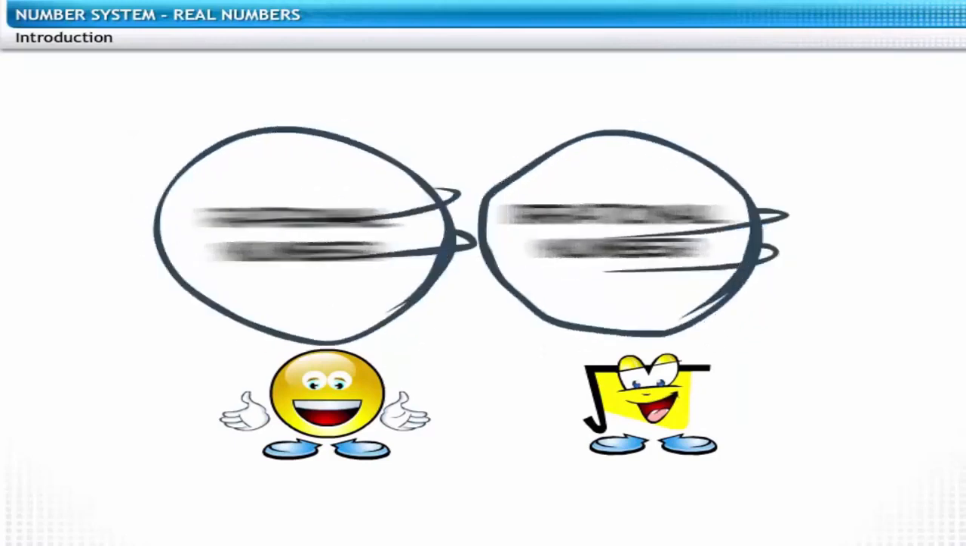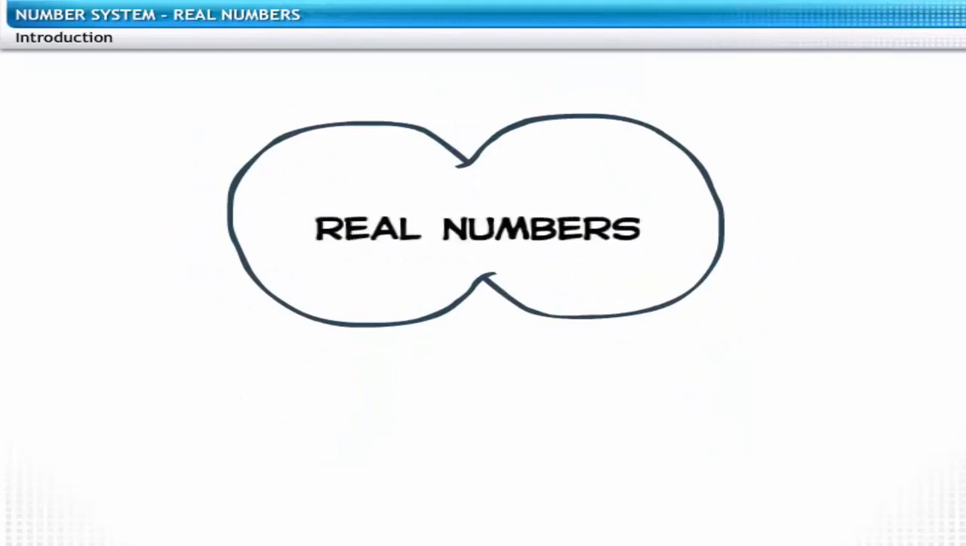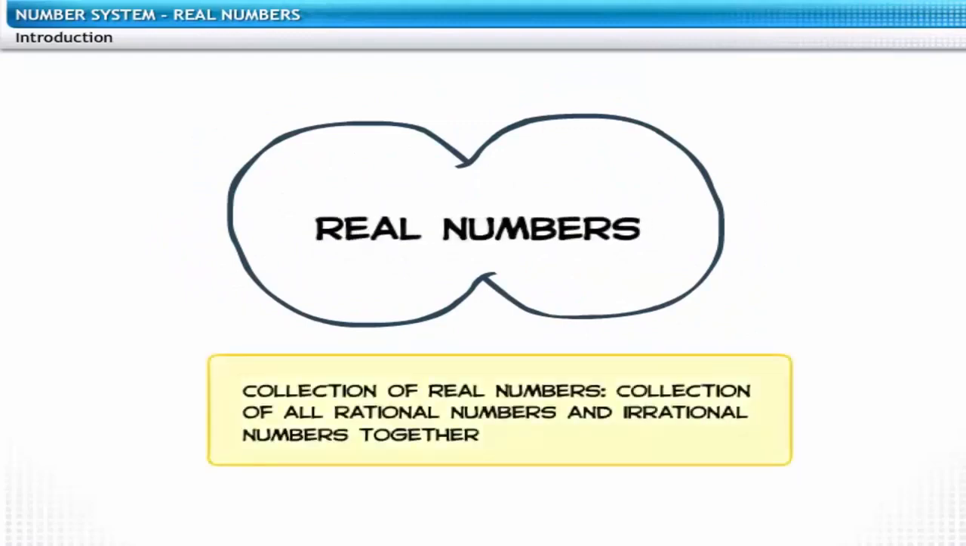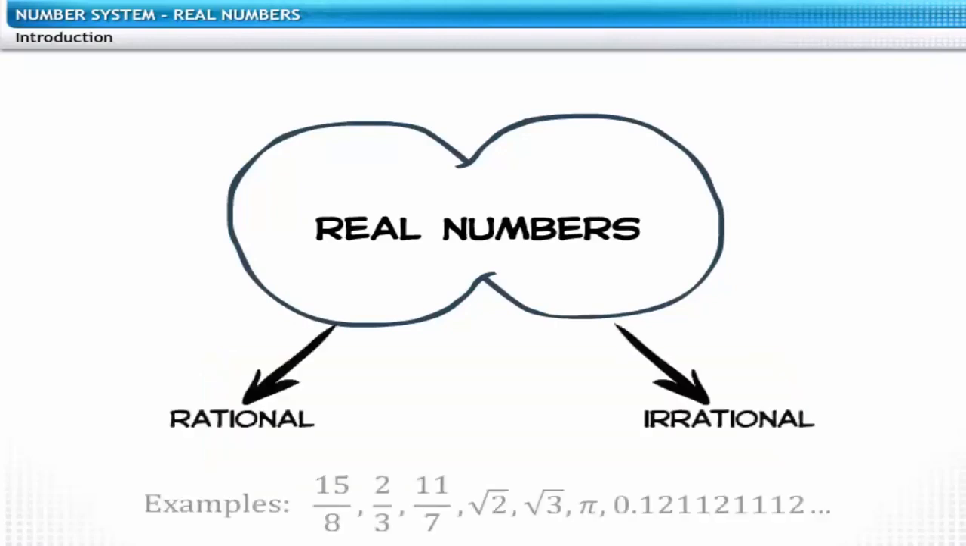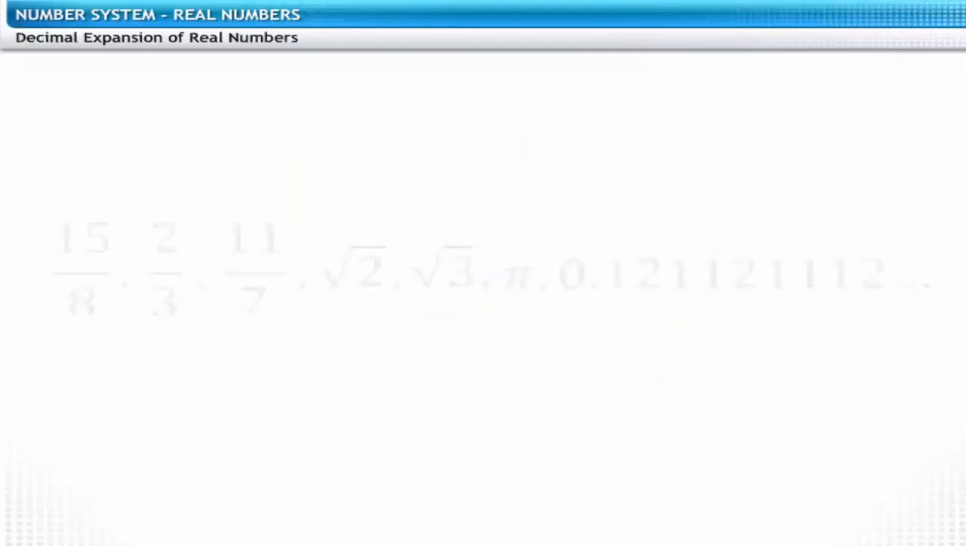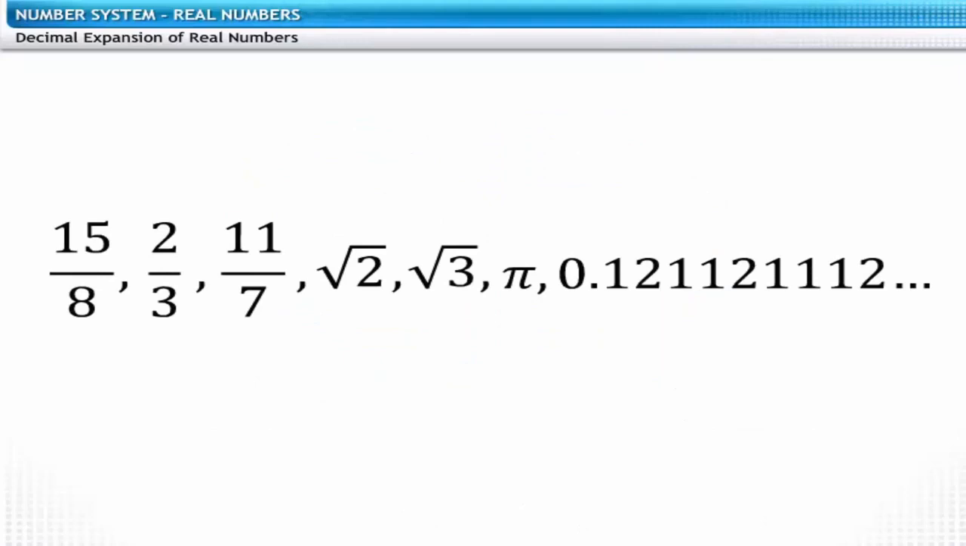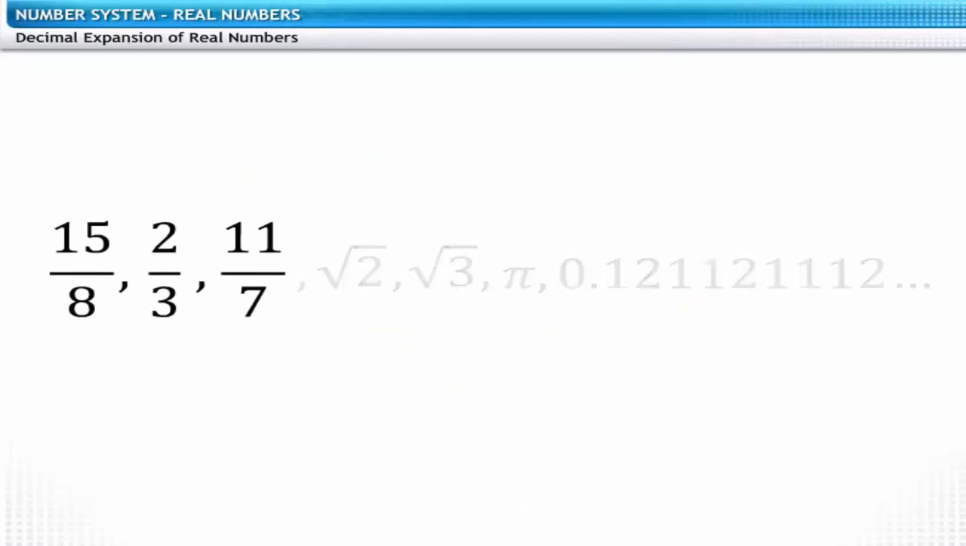The collection of all rational numbers and irrational numbers together is called the collection of real numbers. It is represented by the capital letter R. A real number is either rational or irrational. Here are examples of real numbers. Let's review the examples of real numbers.